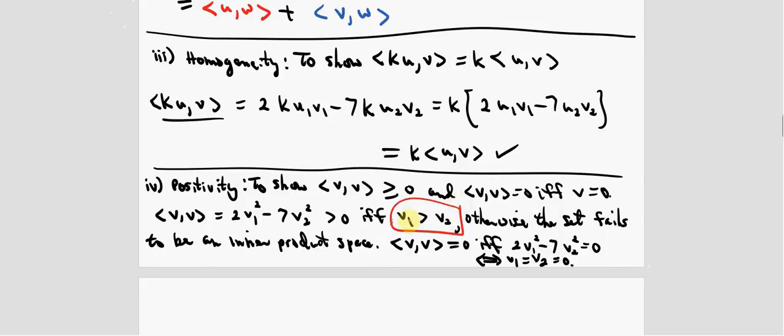Right? That's a restriction, but it's supposed to hold for all vectors and all components of the vectors. So we have to put this disclaimer. So without that disclaimer, it would fail.